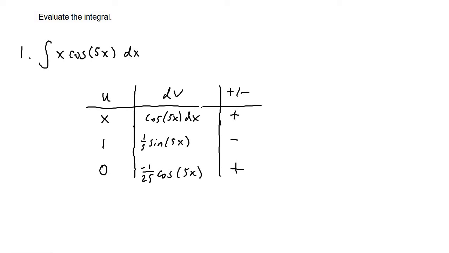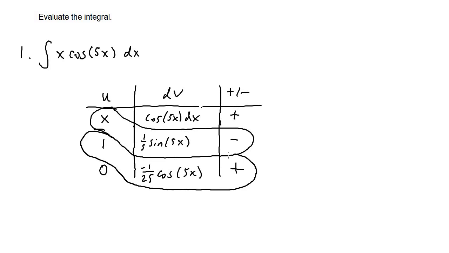And so now what we need to do, or how we evaluate this, is we start with the first term on the u column, so x. We go down to the right, and then go to the right, and circle backwards. And I'm going to do the same thing with the next row until I reach the bottom of the table. And then I stop right there. So now what we do is multiply the terms and include the sign at the end. So if we multiply x times 1 over 5 sine of 5x, we get 1 over 5 times x sine of 5x. We have a minus sign, so we say minus, and now we multiply these two terms together. So it's going to be a negative 1 over 25 cosine of 5x.